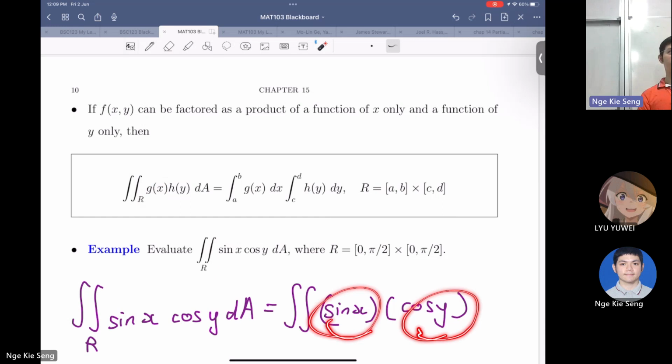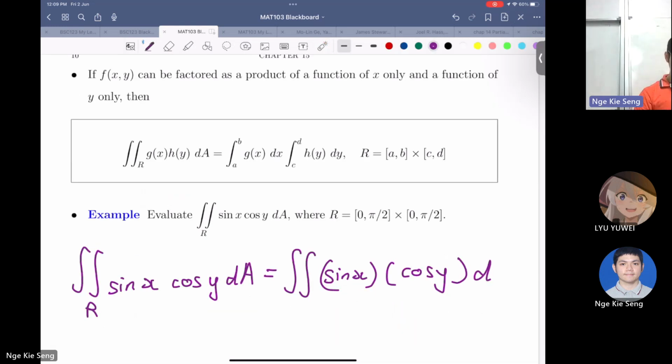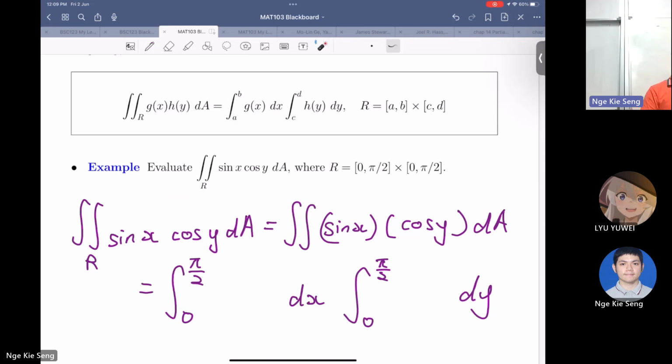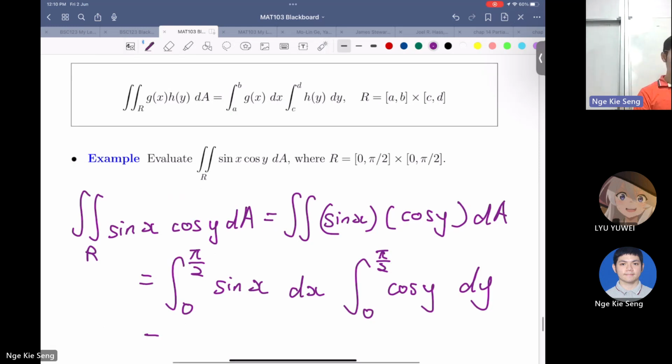Make sense? By this theorem we can split our integral into a product of two integrals: the integral from 0 to pi over 2 of dx, multiplied by the integral from 0 to pi over 2 of dy, since they are the same interval. What function do we put inside when we integrate over dx? Sine x, the function that has x as its variable. Similarly, we put cos y in the integral of dy. So we break the question down to integration of functions of one variable.